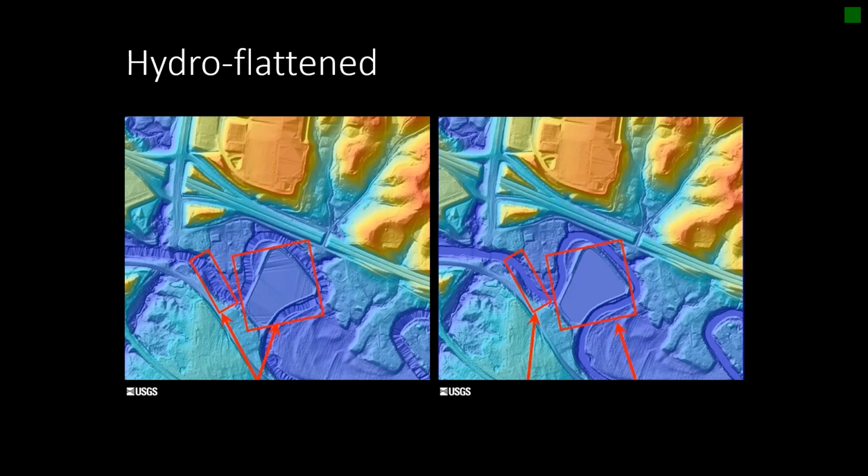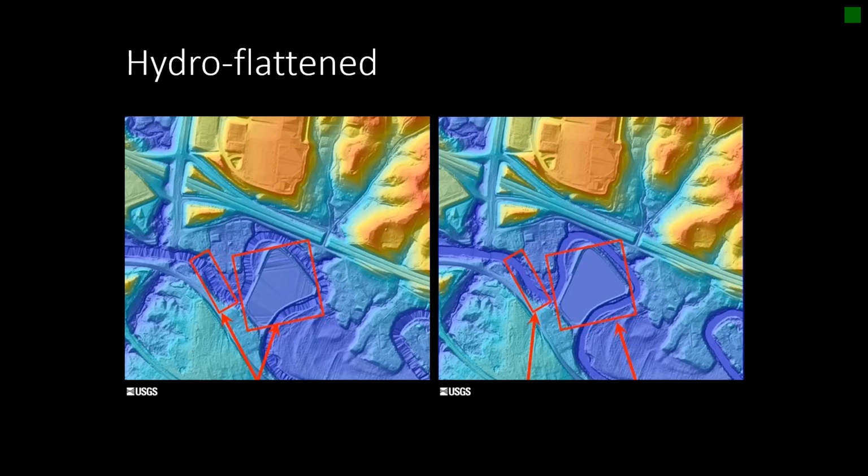When you download your DEM, it's very important to go and look at the metadata to see what, if any, pre-processing has been performed on that DEM. For example, here I'm showing you hydroflattening, which is generally performed by the vendor who is collecting the LiDAR. Hydroflattening is what is done to flatten elevations within water bodies and wide rivers.